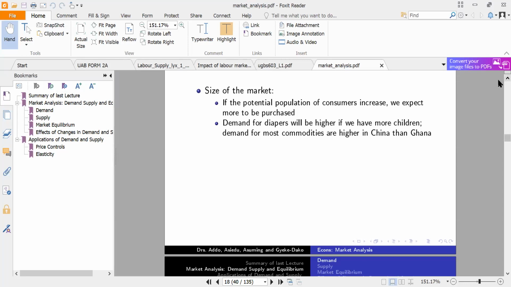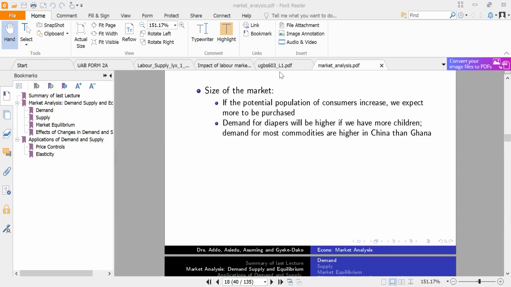So if the population is expanding, if the youth are becoming more in the country and you're selling a product that the youth prefer, then demand will rise. If the population is aging and you are selling young children's clothing, that will be a problem. So these are some of the factors that will impact the demand.